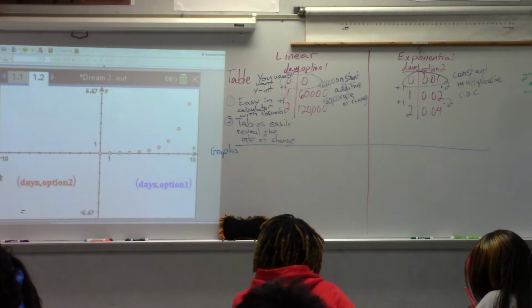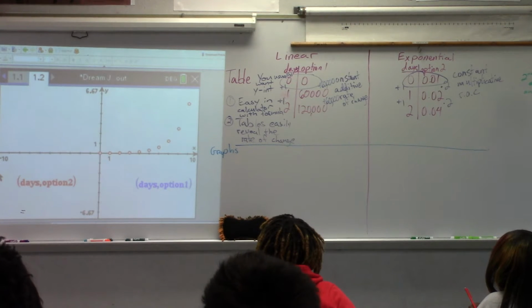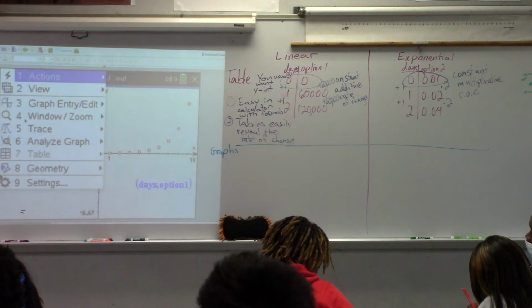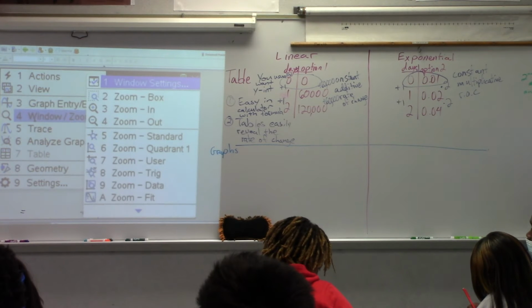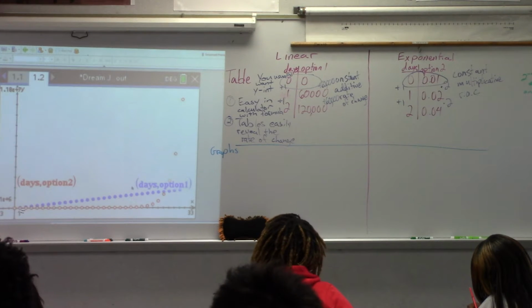Now, how many data points am I supposed to have? 30. I don't see 30 points. Zoom out. Yeah. So I'm going to hit menu again, and then Windows / Zoom for 4. Am I going to zoom out though? No, you gotta zoom down. Remember, what we effectively have is data points, so I'm going to hit zoom data. Ah, there we go.